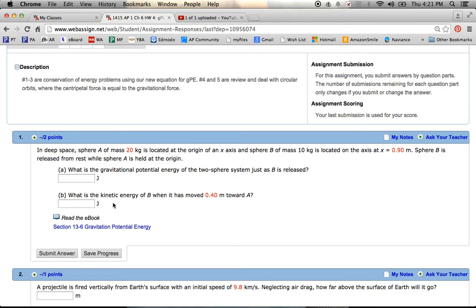For B, it's conservation of energy. A can't move, but B can. So this answer to A is the potential energy at time 1, and then we're looking for the kinetic energy when B has essentially fallen this far towards A. Don't go too far. You're not looking for the velocity. You're just looking for the kinetic energy.